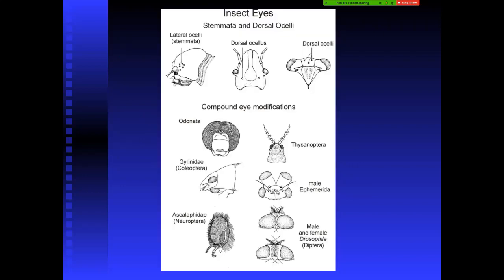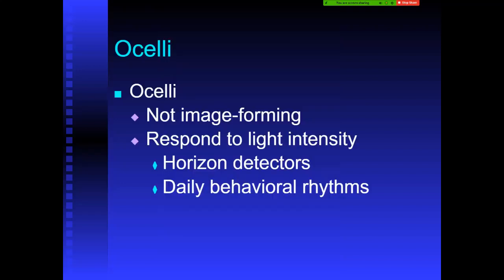So the ocelli, for the most part, are not providing any information as far as what the image looks like. It's mostly about light and dark. And so it allows the insect to respond to light intensity and helps them with their circadian rhythms and their daily behavioral rhythms. And then it might help them to move a little bit in regards to the horizon.